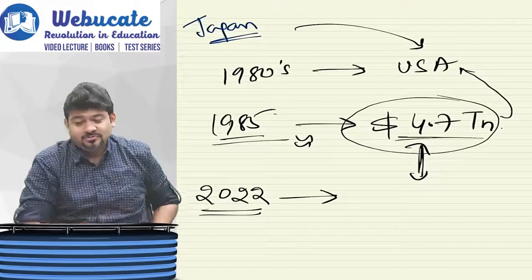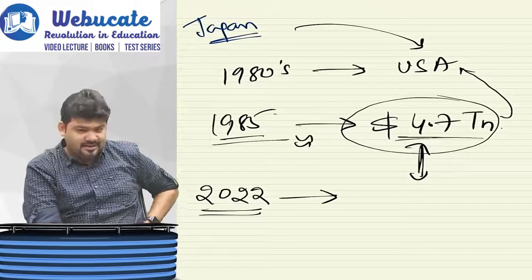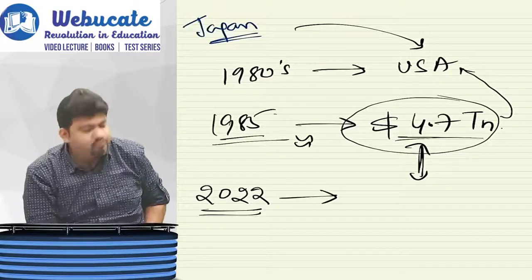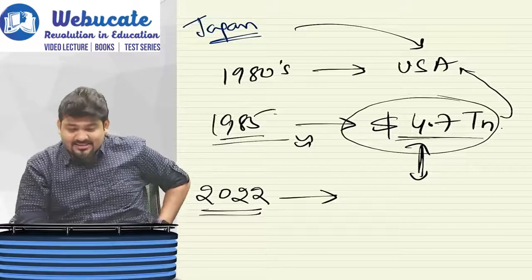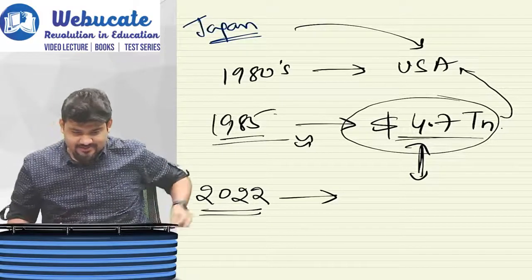In 1985, the Japanese economy was 4.7 trillion. Give me an approximation. What do you feel would be Japan's GDP as of date?